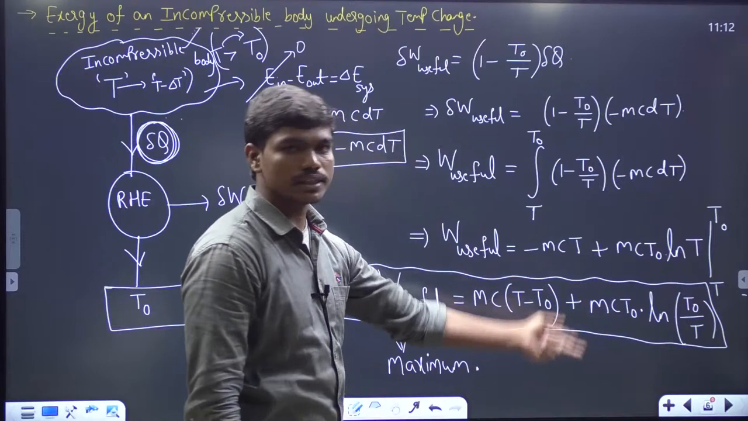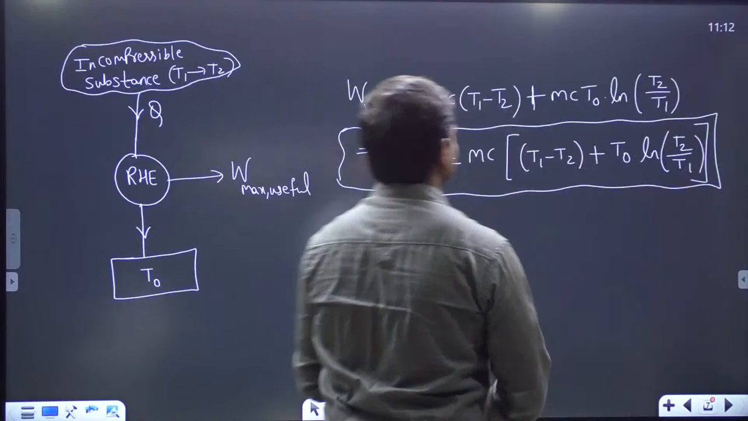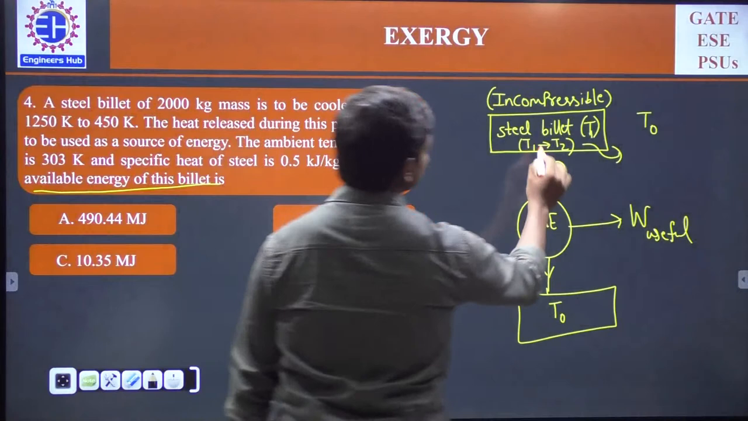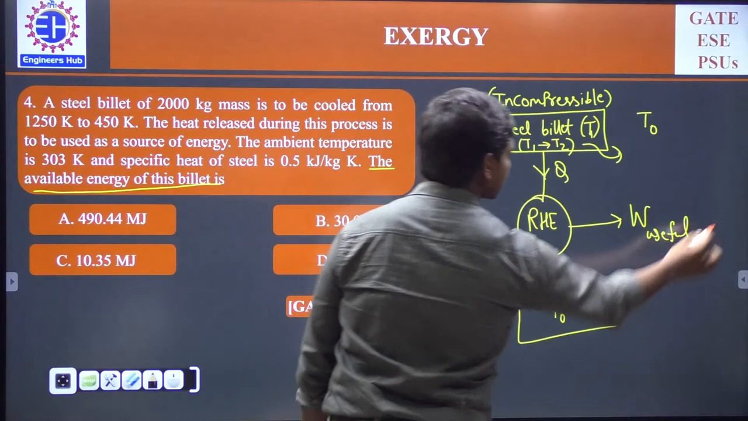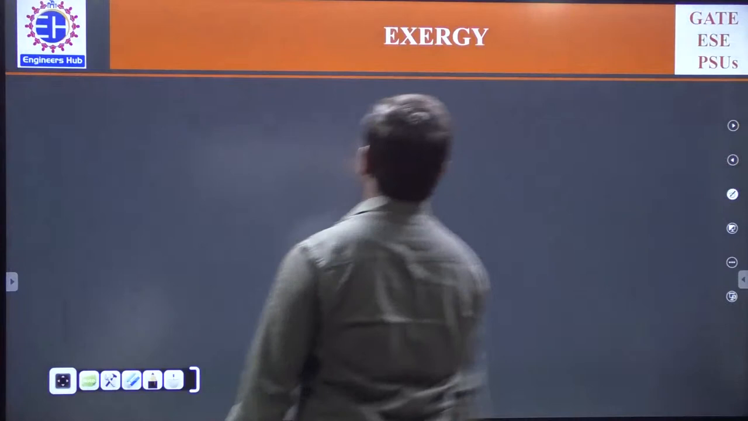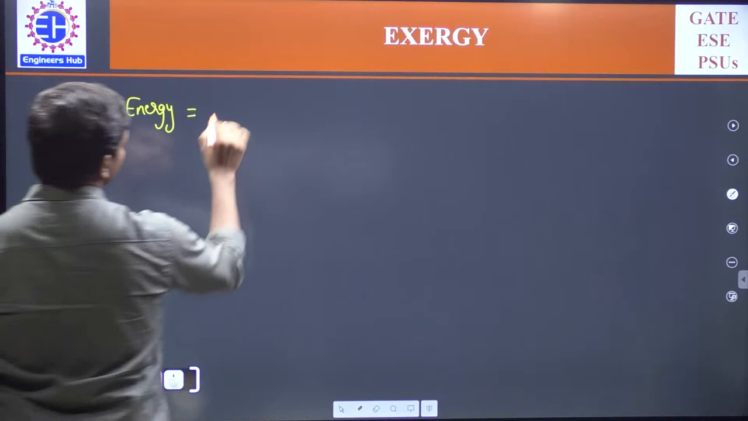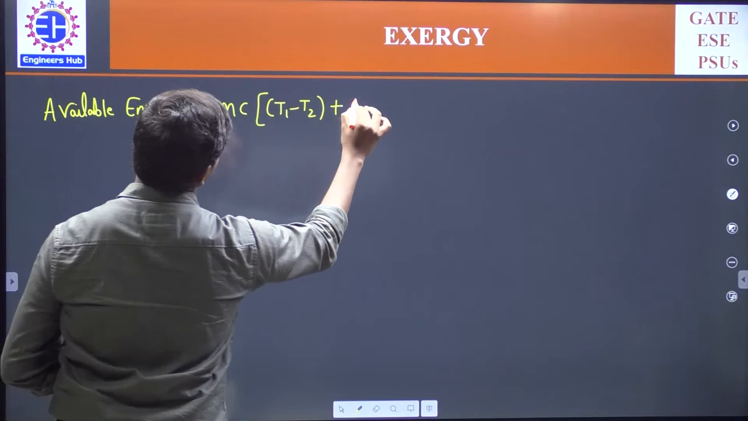Now we'll apply this to a problem. MC T1 minus T2 plus T0 into ln T2 by T1. So let us apply this. So see here, it's going from T1 to T2 now when ambience is at T0. So we'll write the things again. Available energy is equal to MC T1 minus T2 plus T0 ln T2 by T1. This is what we have.